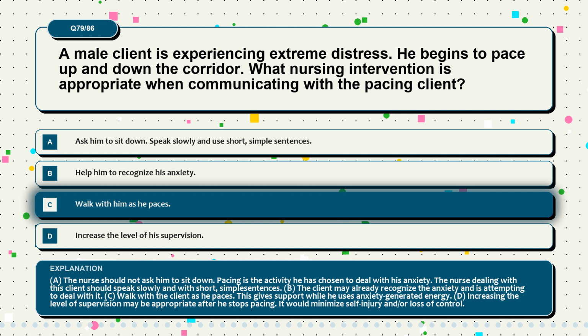B. The client may already recognize the anxiety and is attempting to deal with it. C. Walk with the client as he paces. This gives support while he uses anxiety-generated energy. D. Increasing the level of supervision may be appropriate after he stops pacing. It would minimize self-injury and/or loss of control.